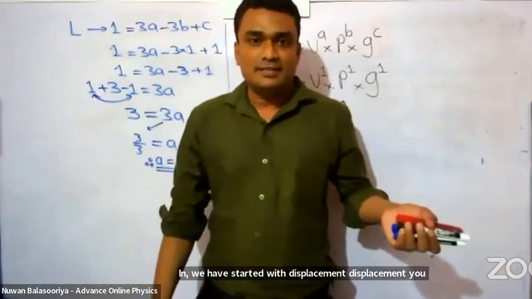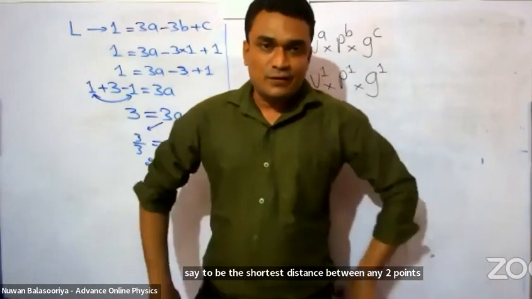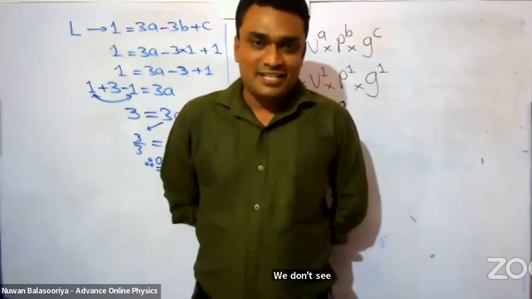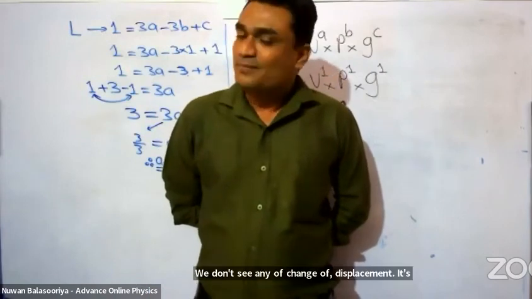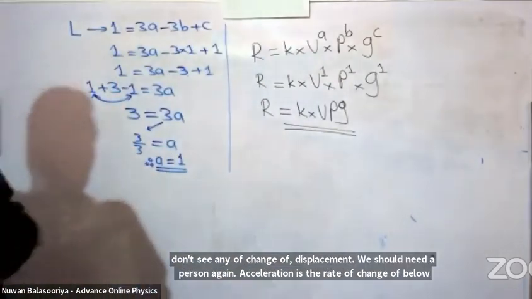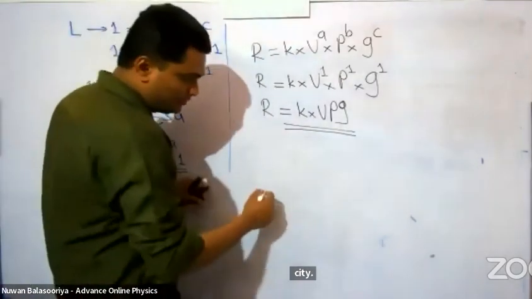Displacement is measured in meters. Velocity is the rate of change of displacement, measured in meters per second. Acceleration is the rate of change of velocity, measured in meters per second squared. Then we have obtained the equations of linear motion.